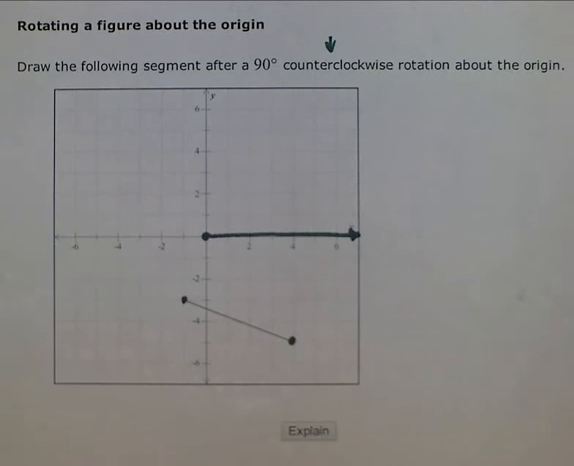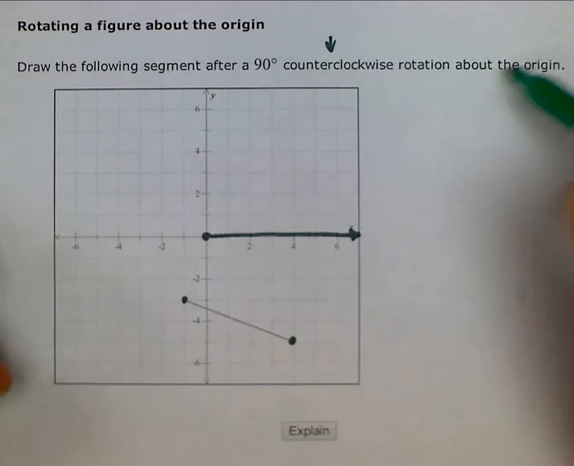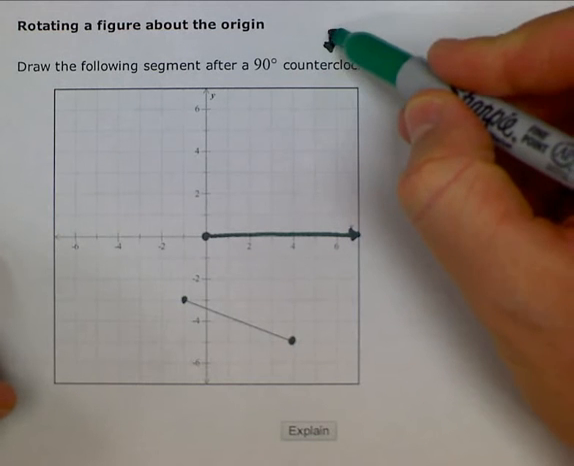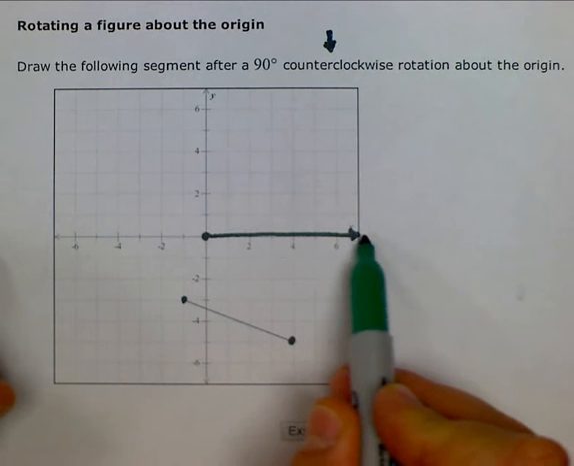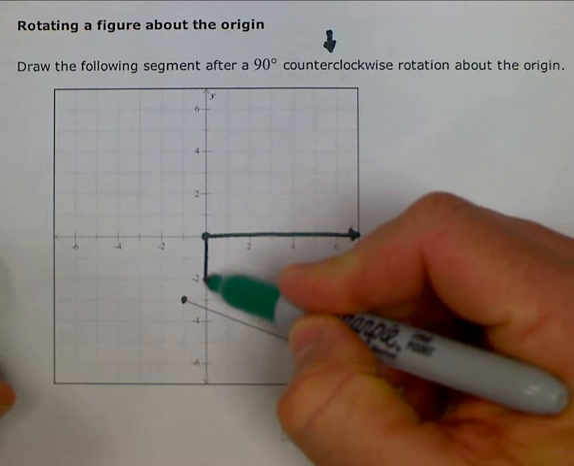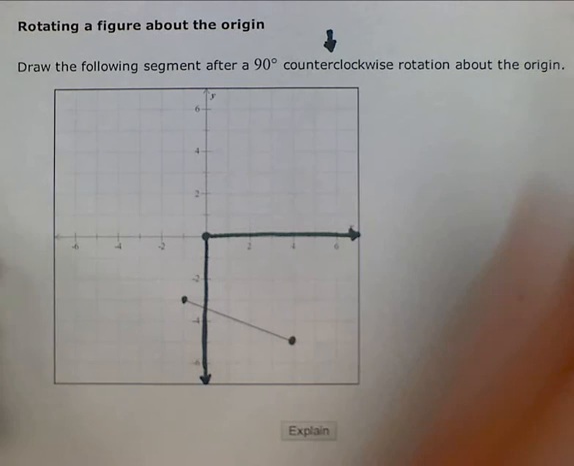So it asks us to draw the following segment after a 90-degree counterclockwise rotation about the origin. I put a little arrow here. Counterclockwise is our normal rotation, so just a positive 90 degrees. I've drawn in the portion of the x-axis here. I'm also going to draw in the portion of the y-axis just so that we can see how this thing moves.